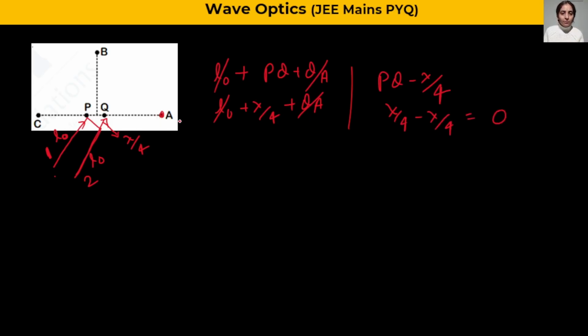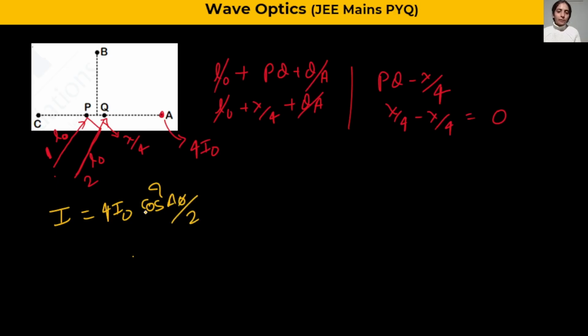इंटेंसिटी हमने दोनों का सेम लिया है, तो मैक्सिमम इंटेंसिटी क्या होता है? 4I0. आप याद करो, अगर दो स्लिट से सेम इंटेंसिटी ऑफ लाइट आ रही है तो इंटरफेरेंस के लिए नेट इंटेंसिटी को आप क्या लिखते हो? 4I0 cos स्क्वायर डेल्टा फाई बाई 2, where delta phi is the phase difference. So path difference 0 means phase difference 0. Okay, so this is 4 I naught at point A.